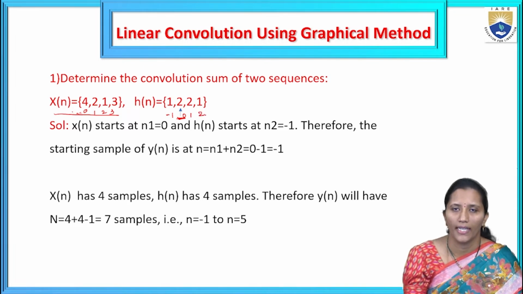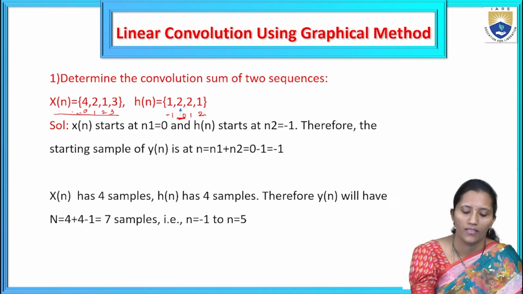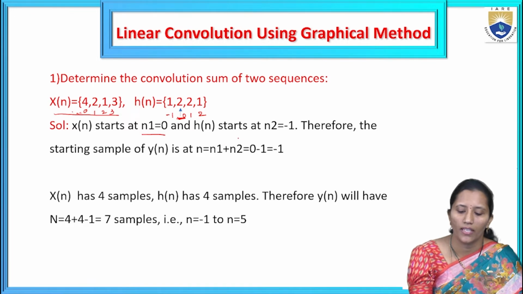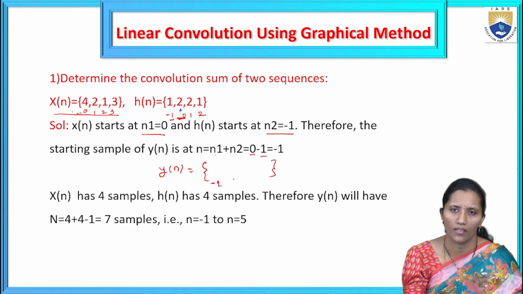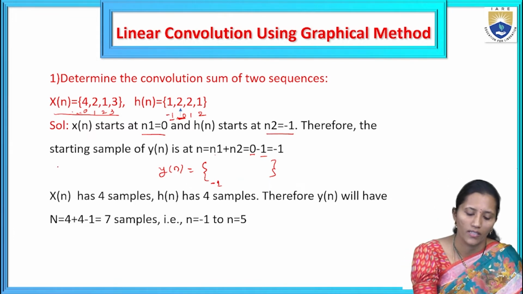So first write down the indexes of the sequences. Here x of n starts at 0, so n1 is equal to 0. The h of n starts at minus 1, so n2 is equal to minus 1. Then the starting index of y of n is n1 plus n2, which is 0 minus 1, that is minus 1. So we first find the starting index of y of n. This is step 1.